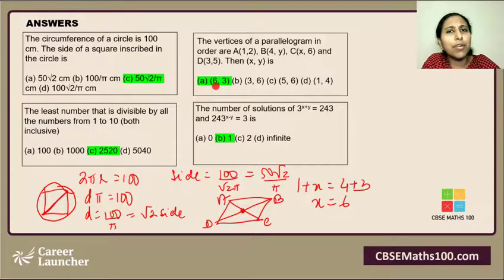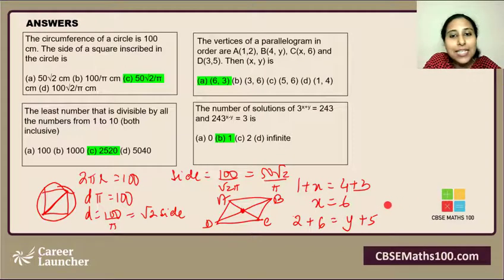If you're not sure of your calculations, we could go ahead and solve for y. Same logic. Sum of y coordinates of AC must be equal to sum of y coordinates of BD. That way you will get that 2 plus 6 must be equal to y plus 5. This will imply that y is equal to 3. And hence the answer is, of course, 6, 3.